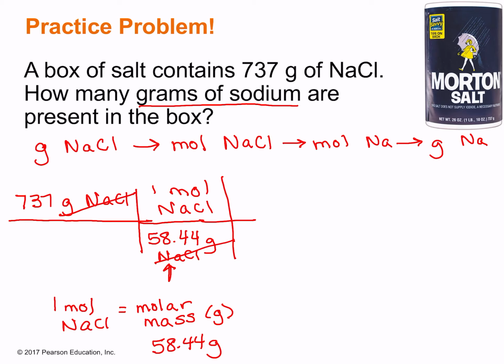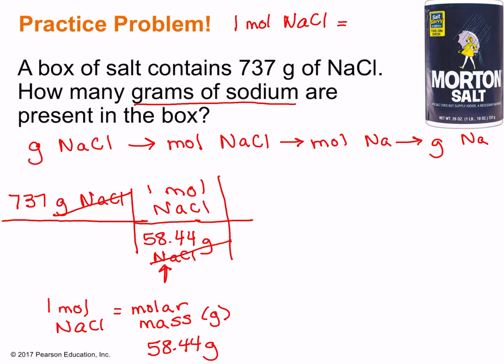Now, to get from moles of sodium chloride to moles of just sodium, we are going to use this mole ratio. If we look, for every 1 mole of sodium chloride, we have 1 mole of sodium, because there's no subscript here, right? There's no subscript, which means it's an imaginary one. So for every 1 mole of sodium chloride, we have 1 mole of sodium.